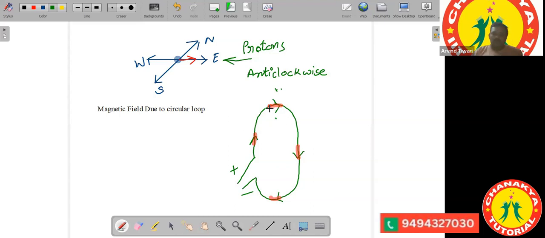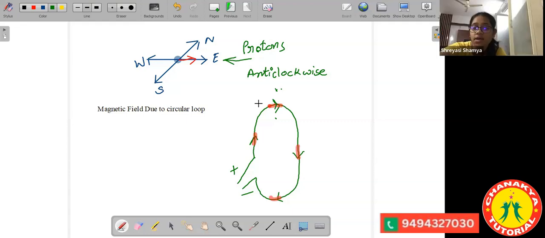Use your Maxwell rule. I have marked the length. You have observed that just for this length, the current is moving like this. This is the direction of current. Okay, so the direction of current is like this. And if you move your fingers inside it, then outside this circle you will observe that your fingers are moving out of the board.